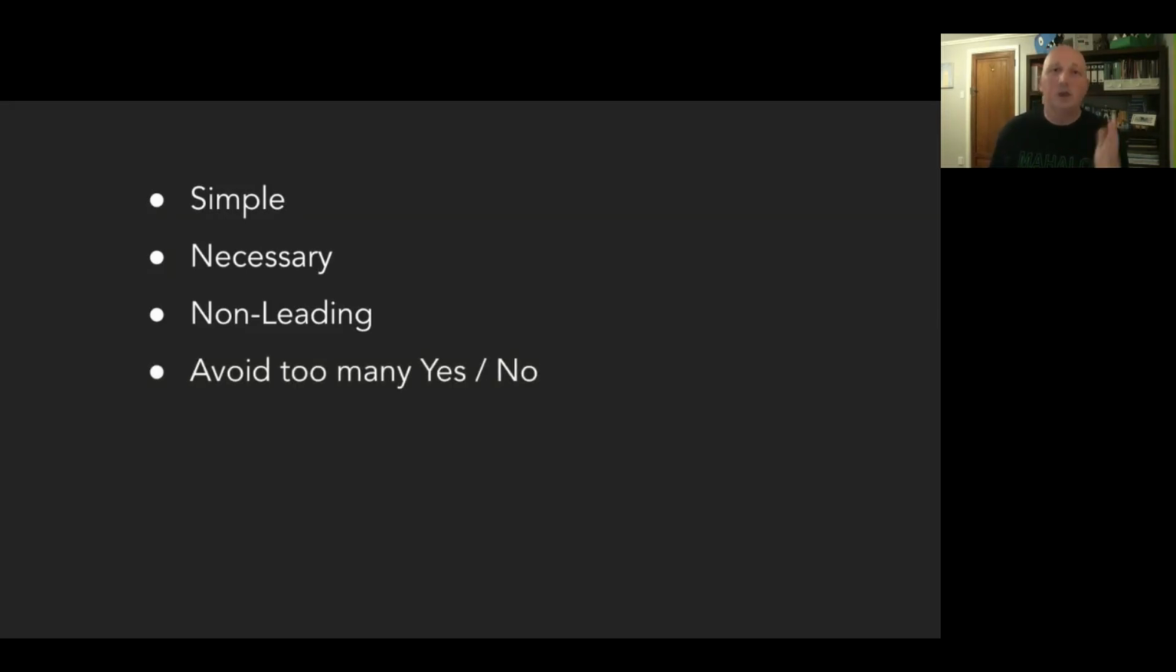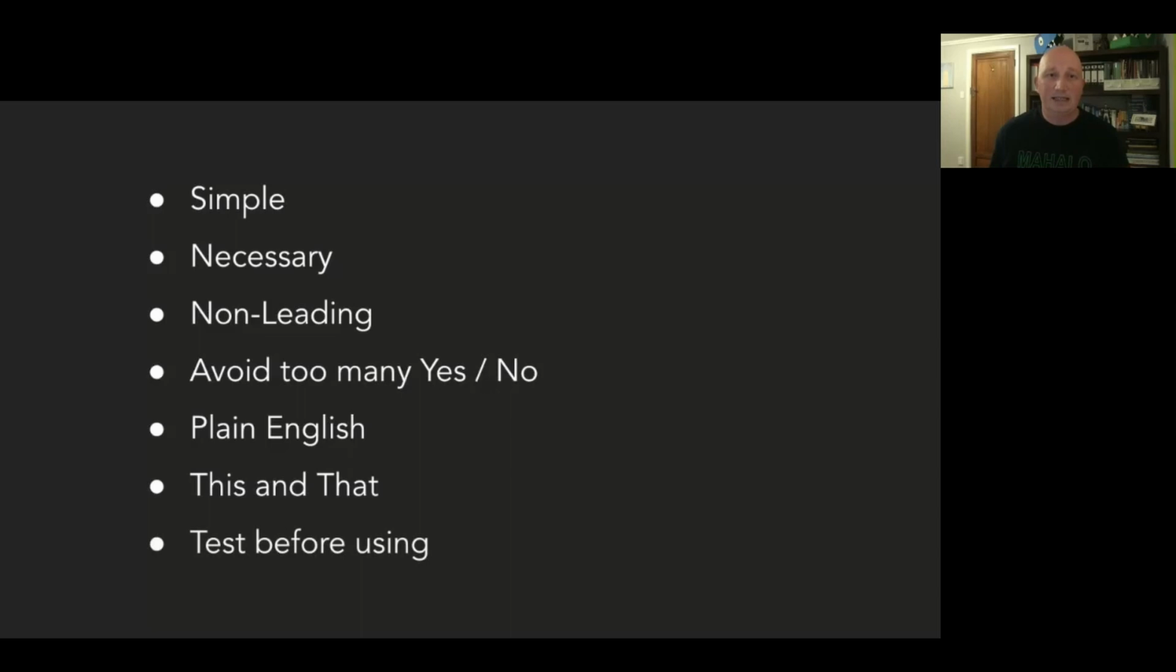Avoid too many yes/no questions. If you've got too many yes/no questions, after a while, people will just tend to go for the same answer. Use plain language so that people can understand the questions. Don't use jargon. Don't ask questions that say "this and that," because the response will only be to the "that." And test before using. Ask your partner, your kids, your neighbor to run through the survey with you, or ask someone in your company that's not directly involved, like the receptionist or someone from finance, to test the survey before you use it for end users.